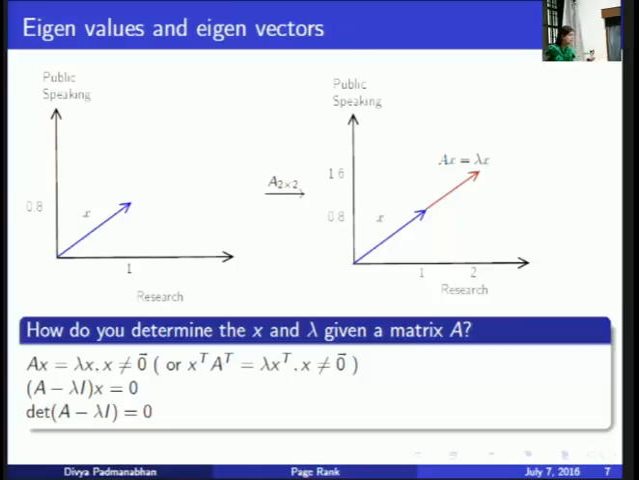There is some more interpretation about why this should happen, but I'm not going into those details now because it's just a 45 minute talk. So is this clear about eigenvalues and eigenvectors, the intuition behind it?